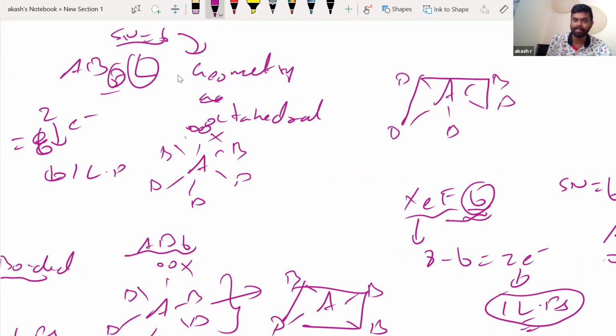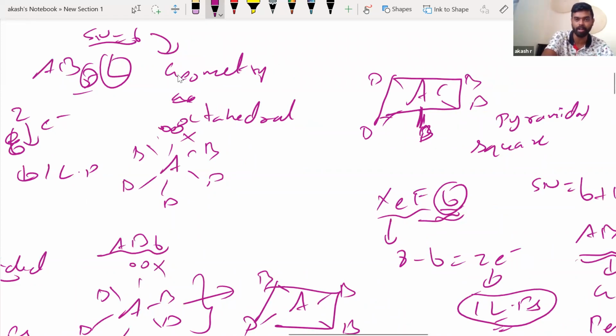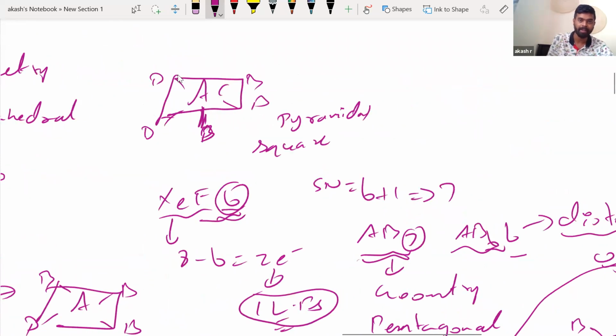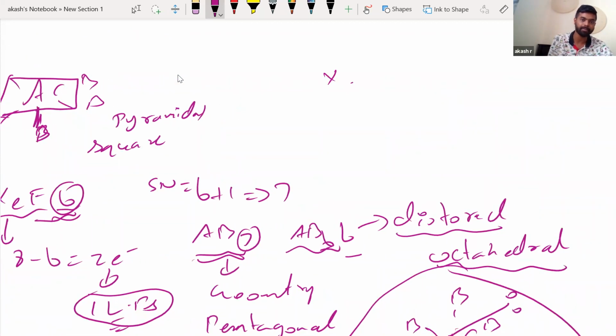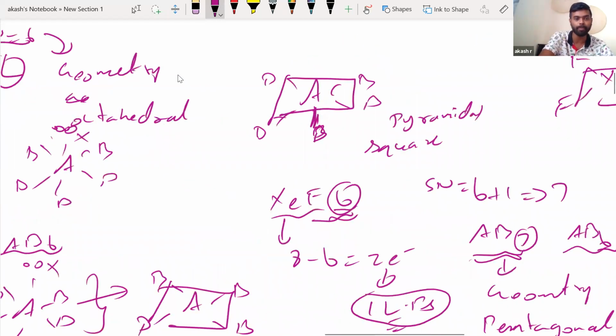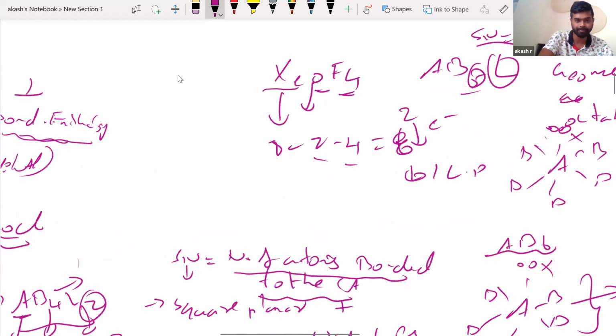Now, can you see that this is a square? And here you have a pyramid. 4 Bs in a square and 1 B in the form of a pyramid, right? So this is square pyramid, and that's exactly what is happening for XeOF4 also. If I draw the proper structure, this is how it will be: Xe double bond O, F, F, F, and F. This is how the structure would be, a square with a pyramid on the top, right? So XeOF4 will be square pyramidal.